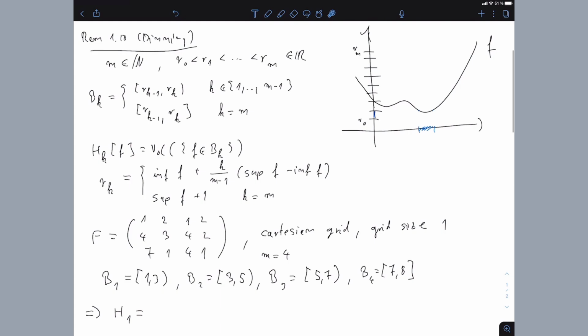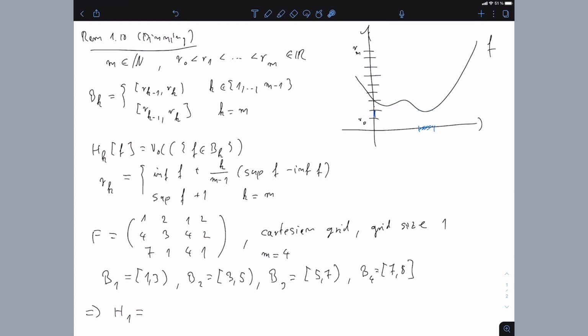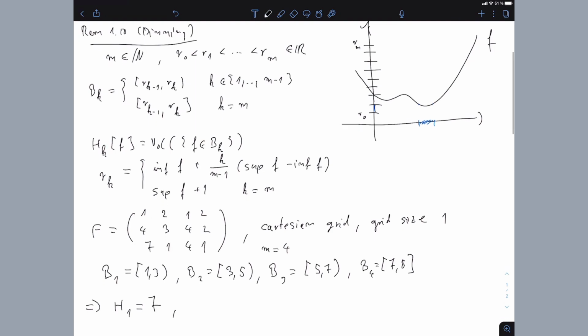And in this case, we're just counting now. So for H1, we have to check where f takes values in B1. So bigger or equal to 1, smaller than 3. So only values 1 and 2 count for this. And we have 1, 2, 3, 4, 5, 6, 7. So that is just 7.